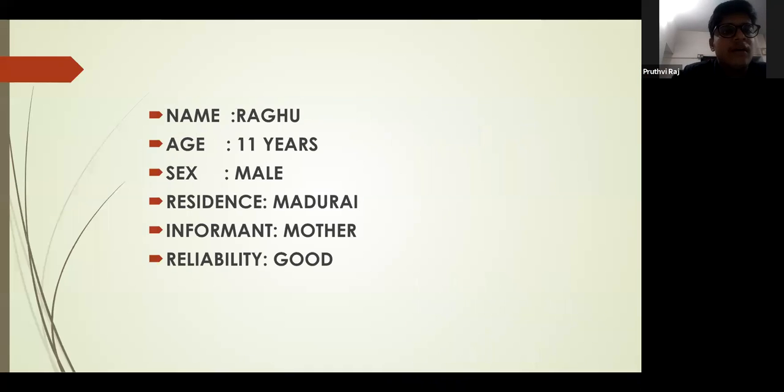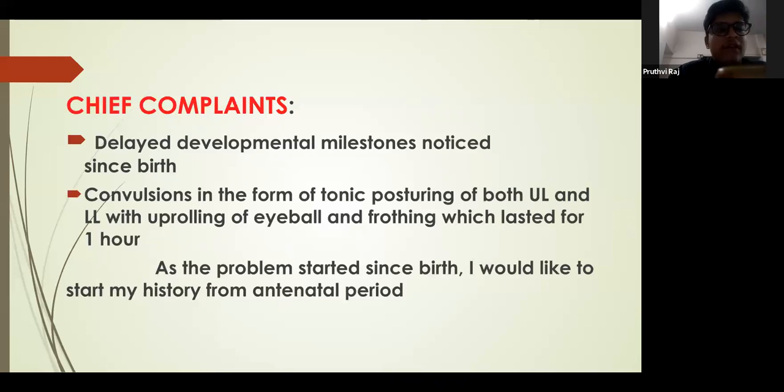An 11-year-old male child, Raghu, from Madurai, informant mother, reliability good, came with chief complaints of delayed developmental milestones noticed since birth, and convulsions in the form of tonic posturing of both upper limbs and lower limbs with uprolling of eyeballs and frothing, which lasted for 1 hour. Since the problem started at birth, I would like to start my history from the antenatal period.